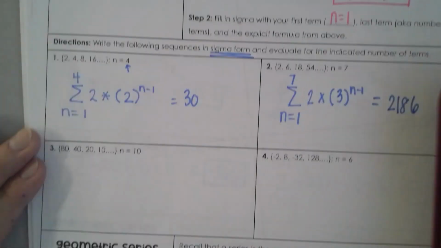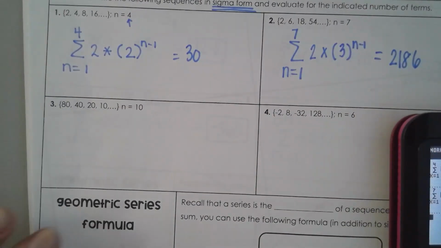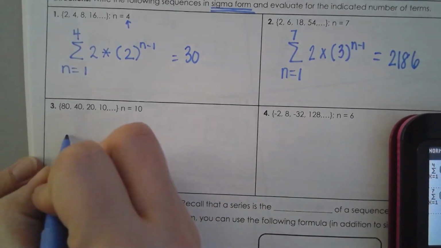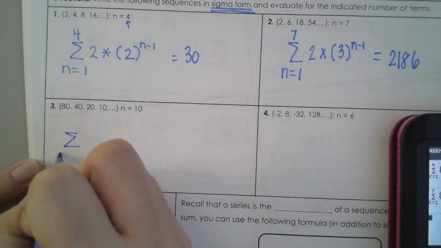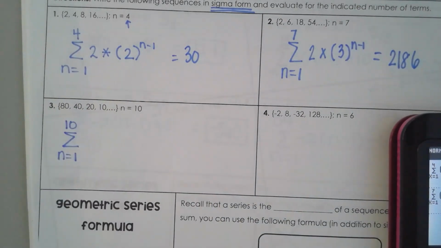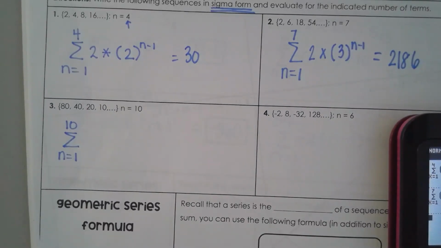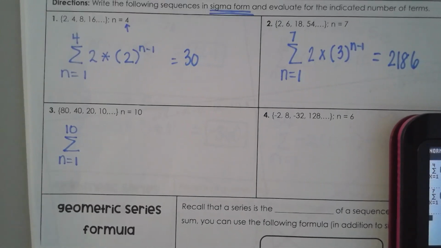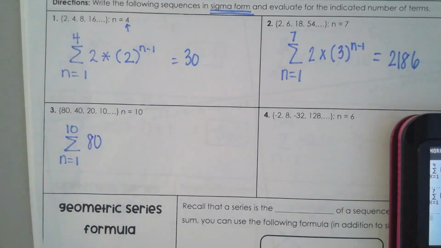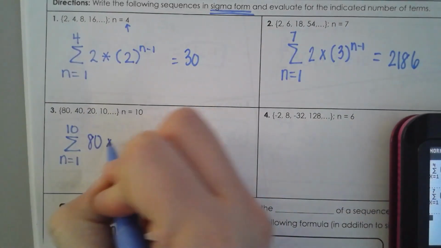Number 3. We're finding the sum of the first 10 terms. So sigma from n equals 1 to 10. What's my first term? 80. What's my R?